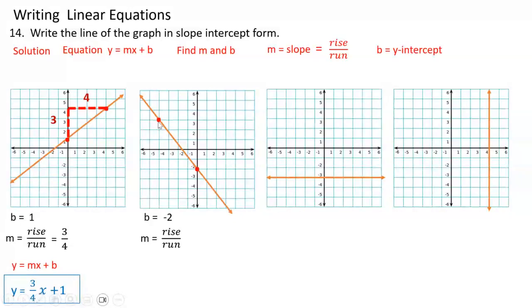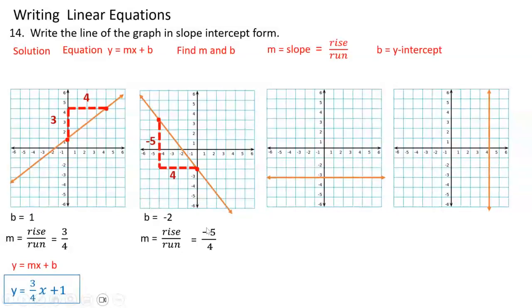Right there. So this is negative, so it's going to go down, and then it's going to go to the right. So how many did it go down from that point there? It went down 1, 2, 3, 4, 5. So that'll be -5. And it went to the right. The run was 1, 2, 3, 4. So it's going to be 4. So the slope, the m, is a rise over the run, so it'll be -5 over 4.